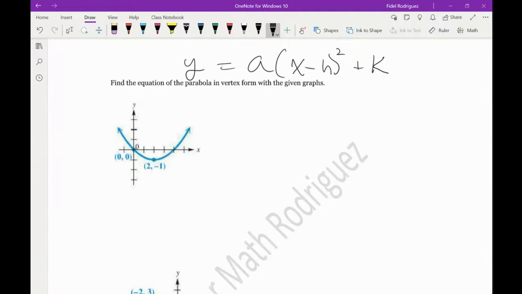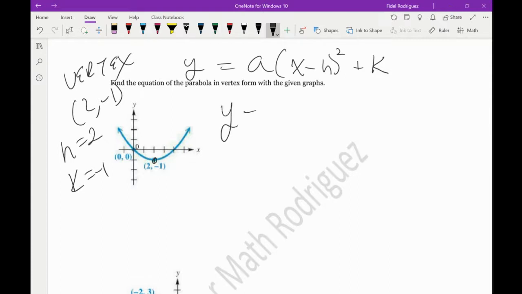So the first thing we're going to do is look at our picture and see if we can find the vertex. Remember, the vertex is going to be either the lowest point of the graph or the highest point. In this case, my vertex is the point (2, -1). So that's telling me that my number h is 2, and my number k is -1. First thing I'm going to do is write y equals a(x minus h, which is 2) squared, plus k, but since k is -1, I'm going to write it like this.